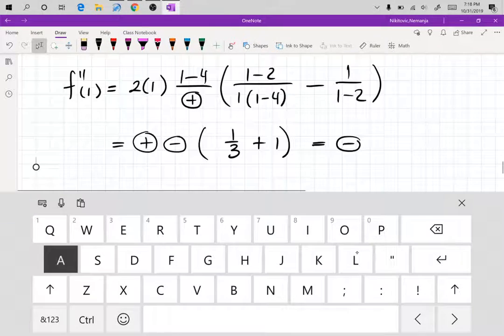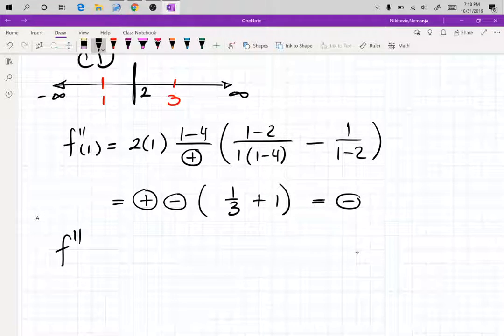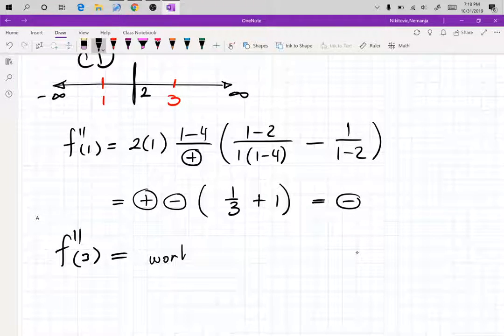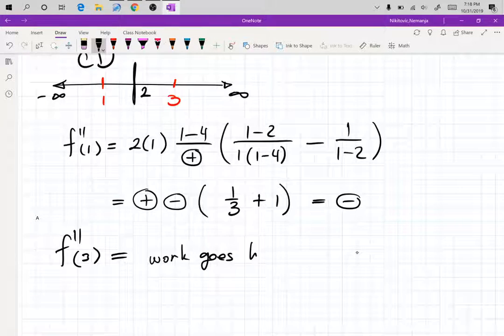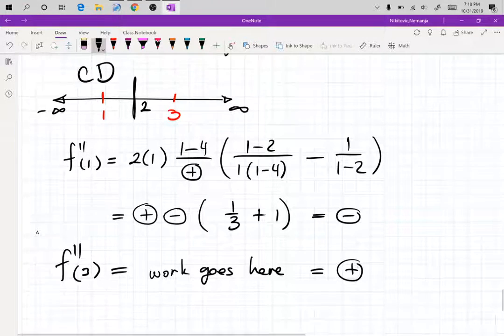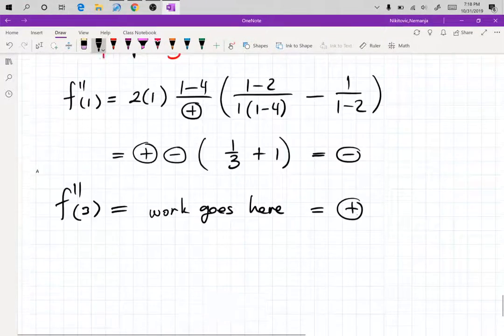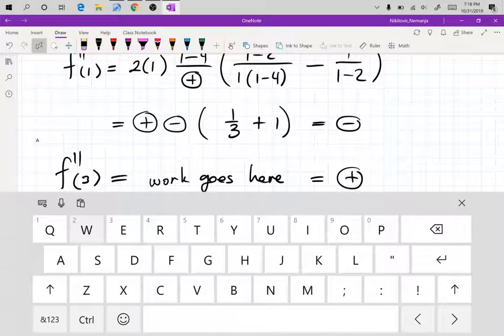So now f double prime at 3 is going to be positive, so it's going to be concave up. Let's graph.